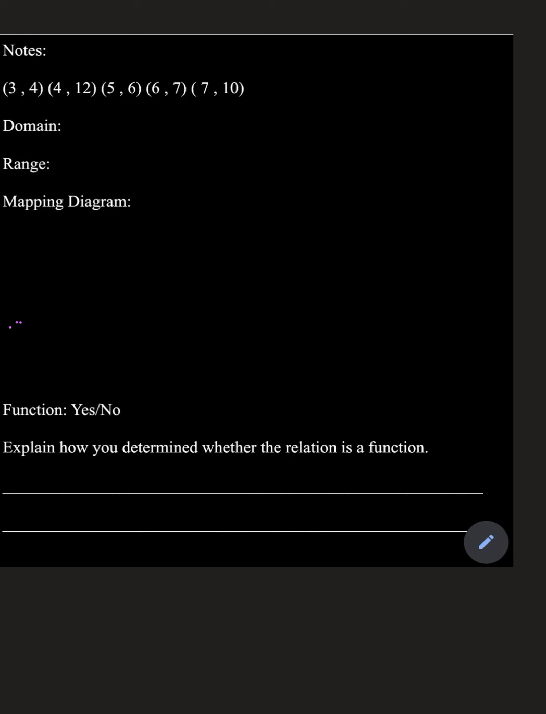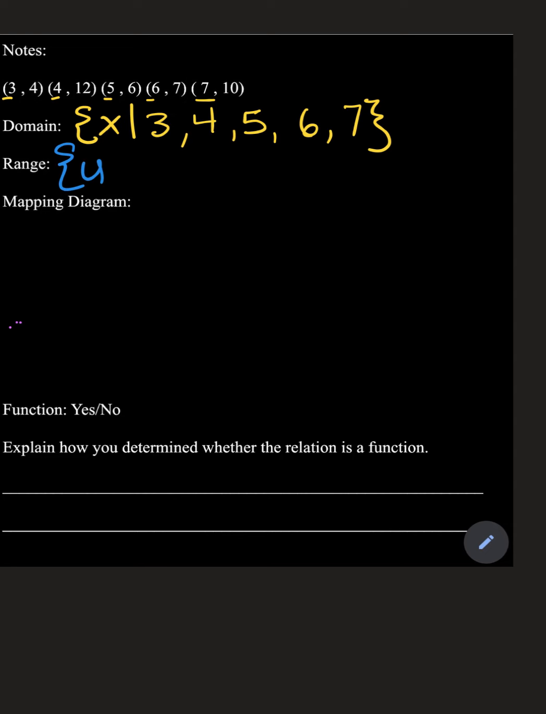Okay. So our domain is going to be listed with a little bracket symbol. I'm going to put an x, and then I'm going to put a vertical line. This means that we're listing the x values, all of our domain values. So I'm going to look at my relation here, and I see in my list I have a 3, a 4, a 5, a 6, and a 7 in my domain, because those are all of the x values that appear in those ordered pairs.